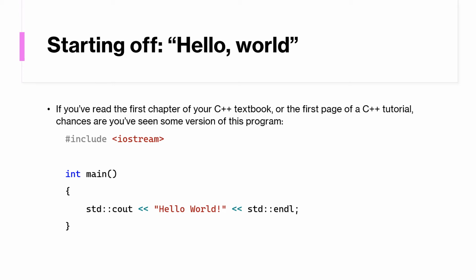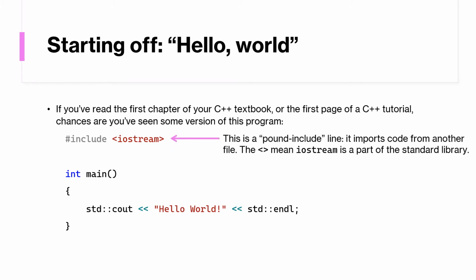Okay, this first line is called a pound include because it starts with a pound sign and includes the word include. And it's just there to import code from another file. Mostly we're going to be using this to import code from the standard library. C++ is a very modular language. It doesn't even include input-output operators in the main language.